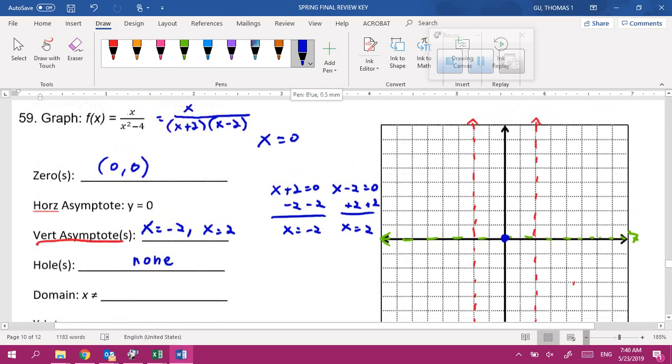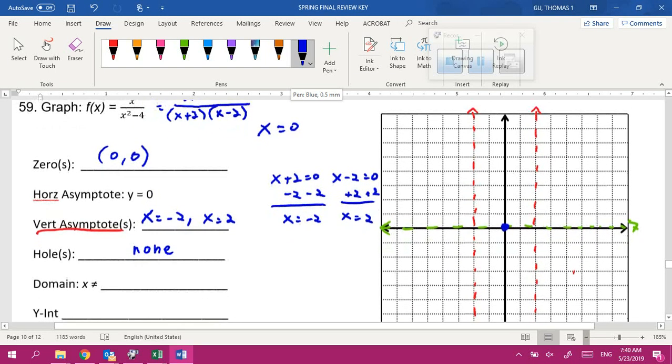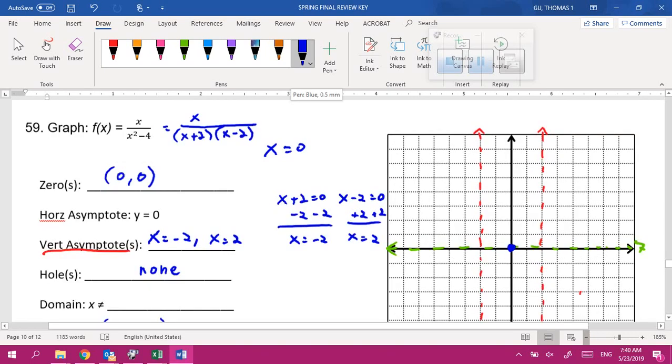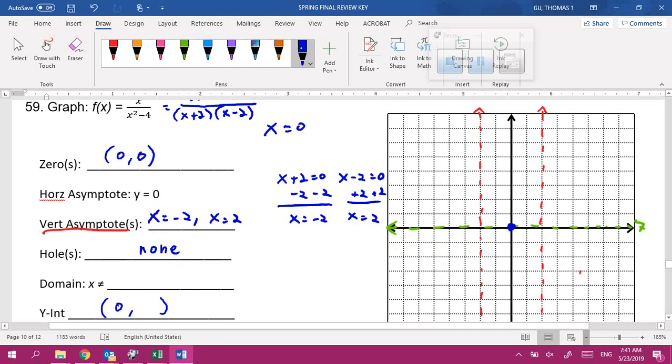And how do I find the y-intercept? Plug 0 in for x. On the y-intercept, the x value is 0, so you just plug in 0 for all the x's. If I plug 0 into the top, what's this value going to turn out to be? 0. So 0, 0 is also the y-intercept. And that has to be true because that point 0, 0 touches the x-axis, but it also touches the y-axis. So if you have 0, 0 as your x-intercept, it's also going to be the y-intercept.